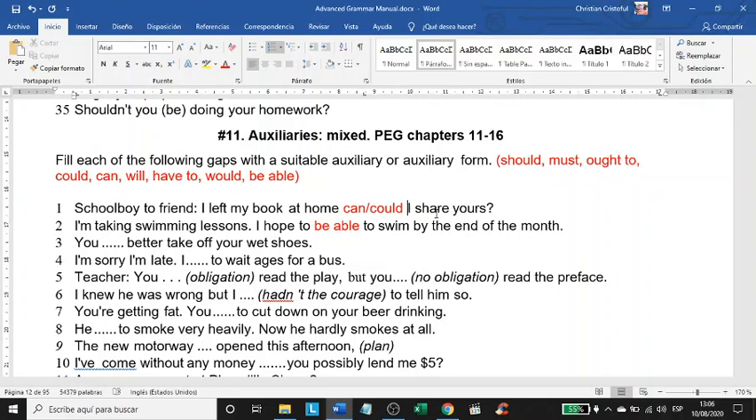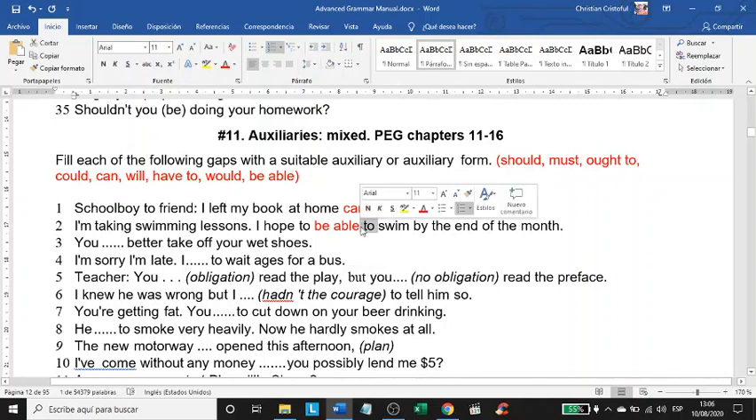Number two says, I'm taking swimming lessons. I hope to swim by the end of the month. Notice that these two conditions require you to choose be able. You cannot say, I hope to can swim. Can and to do not go together. So I hope to be able to is the only possible option.